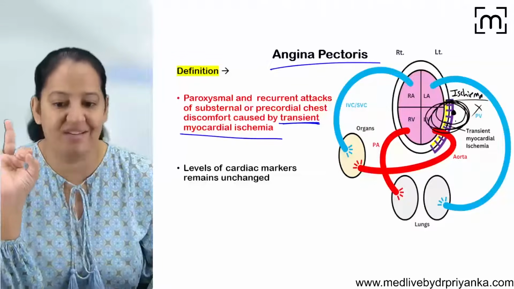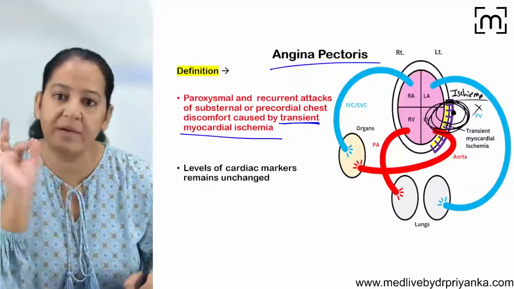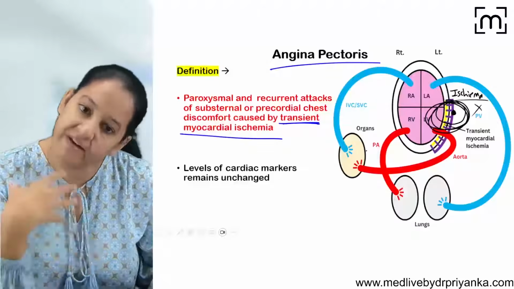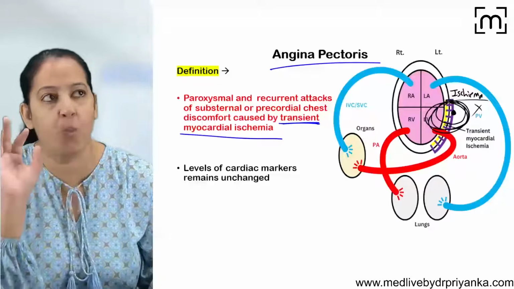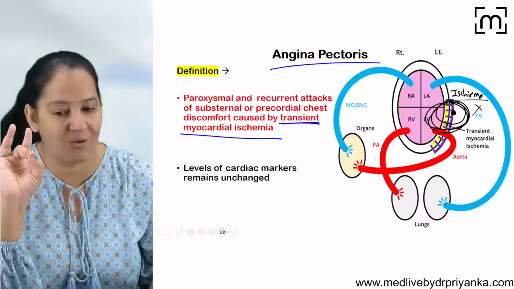If it is transient, if it is temporary, within a few minutes, few seconds, it goes away. So it is only ischemia. But if it is permanently obstructed, after ischemia, it will lead to infarction. I mean cell death. Once the cell dies, it cannot be recovered. So ischemia is recovered, but infarction is not recovered.